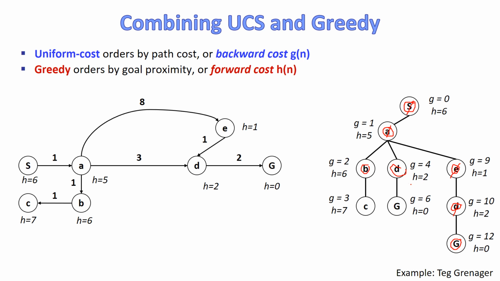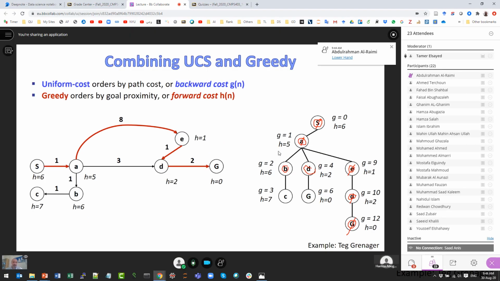So should we declare success now? We get G out of the fringe. Yes, so if we do that, then that means that we found the optimal solution. But as you see, we started with SAE, and that's not the optimal solution. What we got here is SAEDG, which is not the optimal solution. So the greedy algorithm, of course, sometimes will not get us to the optimal solution.